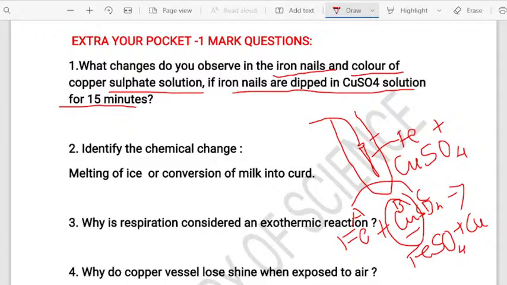Someone is asking, ma'am, can you repeat once again? See, as we have dipped the iron in the copper sulfate solution, here what happened, iron being more reactive, it displaces the copper from the copper sulfate solution.